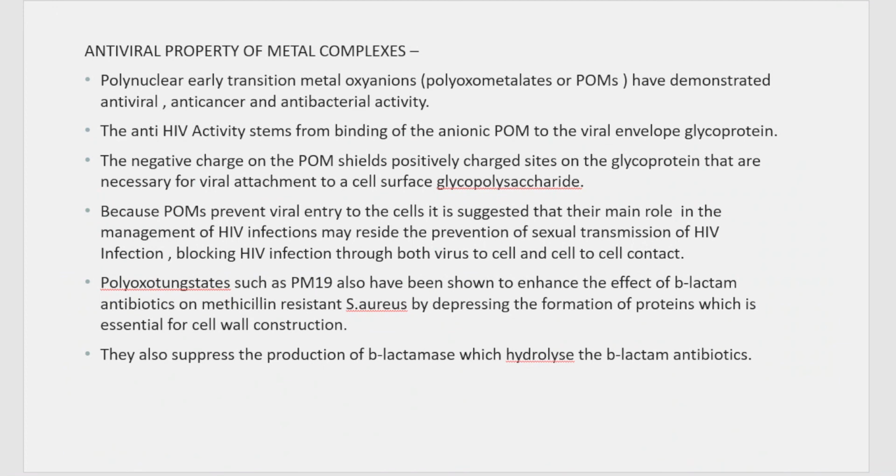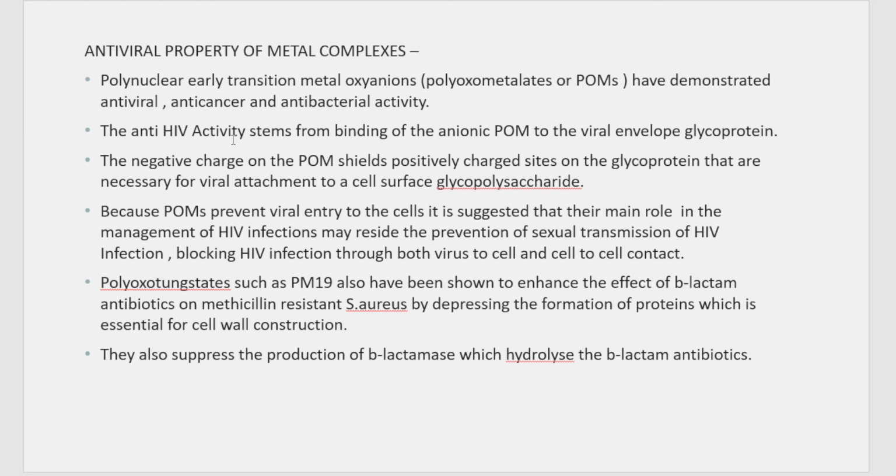So the last topic is the antiviral property shown by metal complexes. These metal complexes show different antibacterial, antiviral, and antimicrobial activities also. We will be discussing antimicrobial activities in our next video. Here we will talk about some of the antiviral activities shown by these metal complexes. This is shown by polynuclear transition metal oxoanions, which can be called POMs. They show anti-cancer, antiviral, and antibacterial activity.